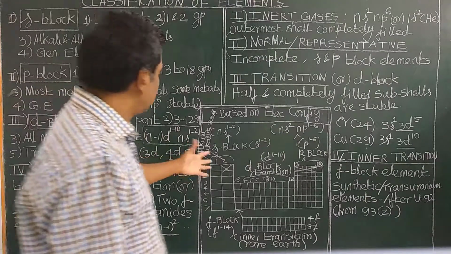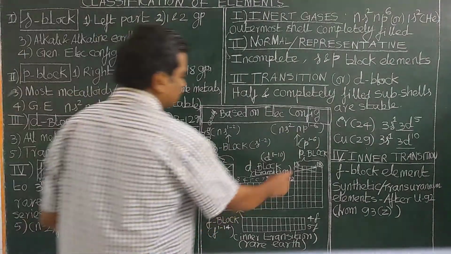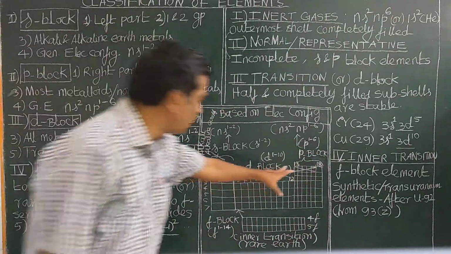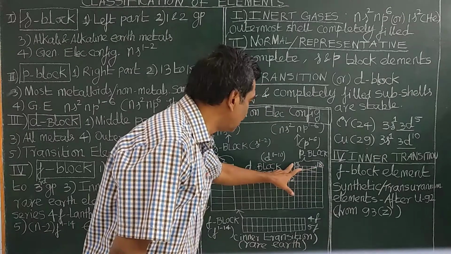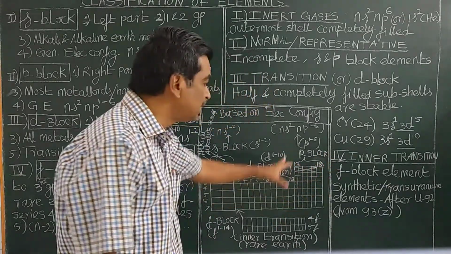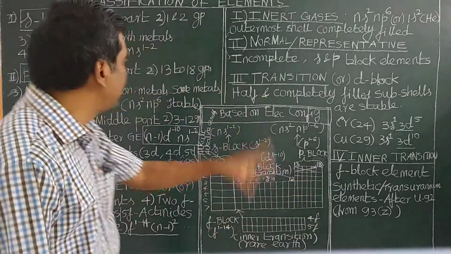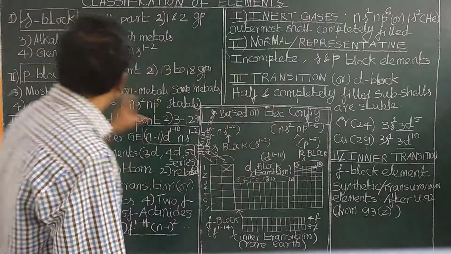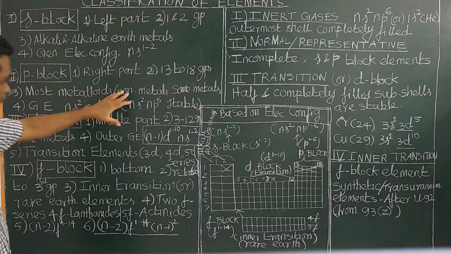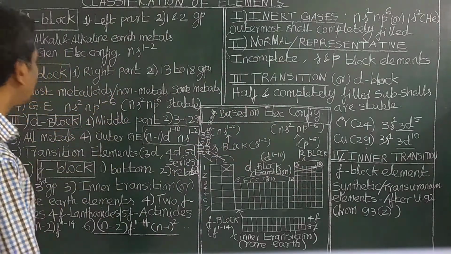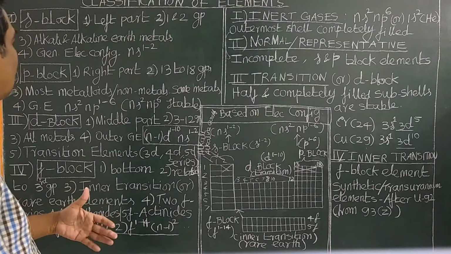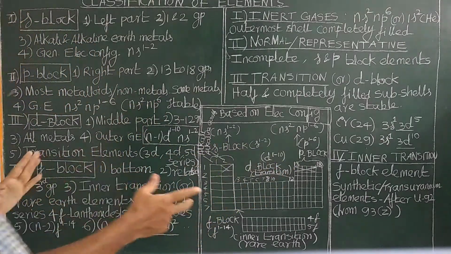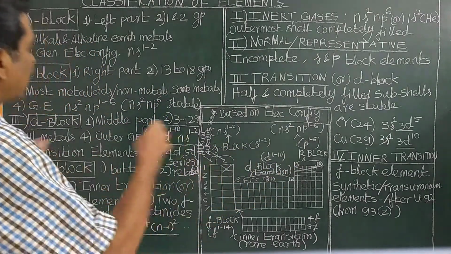P block elements are present in the right region of the periodic table, and as you see, they consist of groups 13 to 18, that is 6 groups, P1 to P6. Most of the P block elements are metalloids and non-metals. Some are metals. Metalloids are elements intermediate between metals and non-metals.